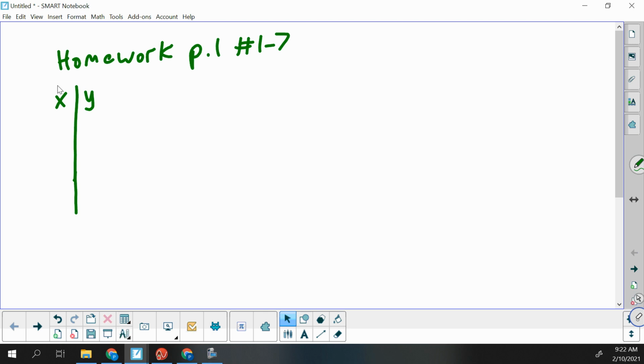Make sure you label your x and y axis. Make sure you have arrows on your graph, and label your equation. You can do those t-tables right in the back of the packet next to the grid, so you don't have to flip back and forth.